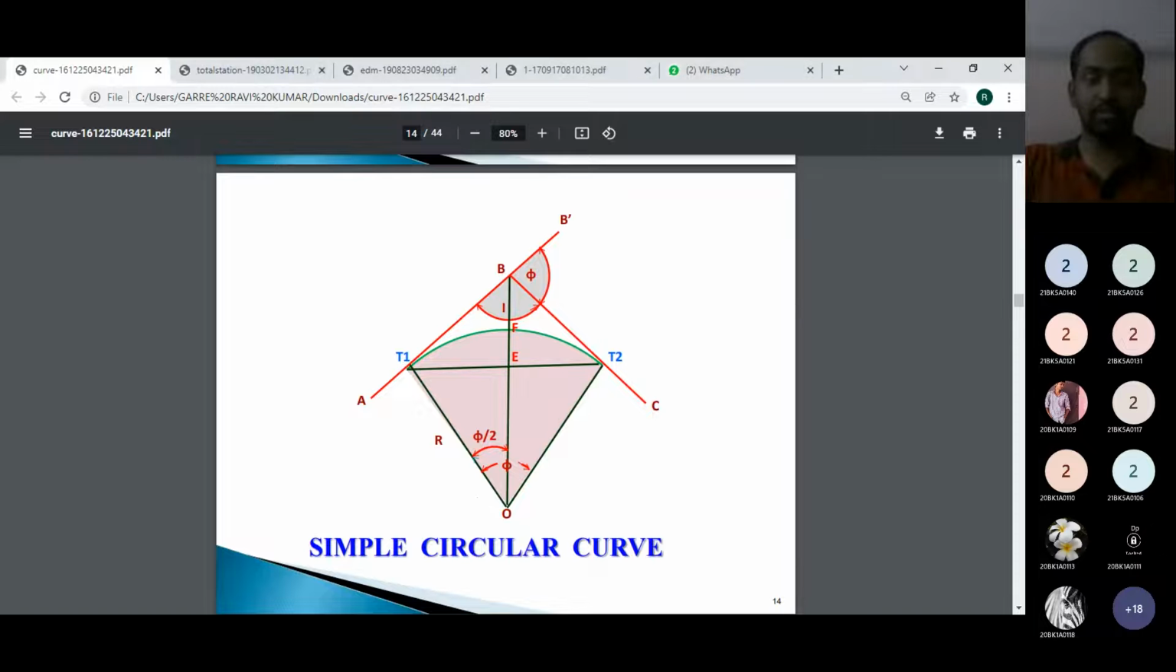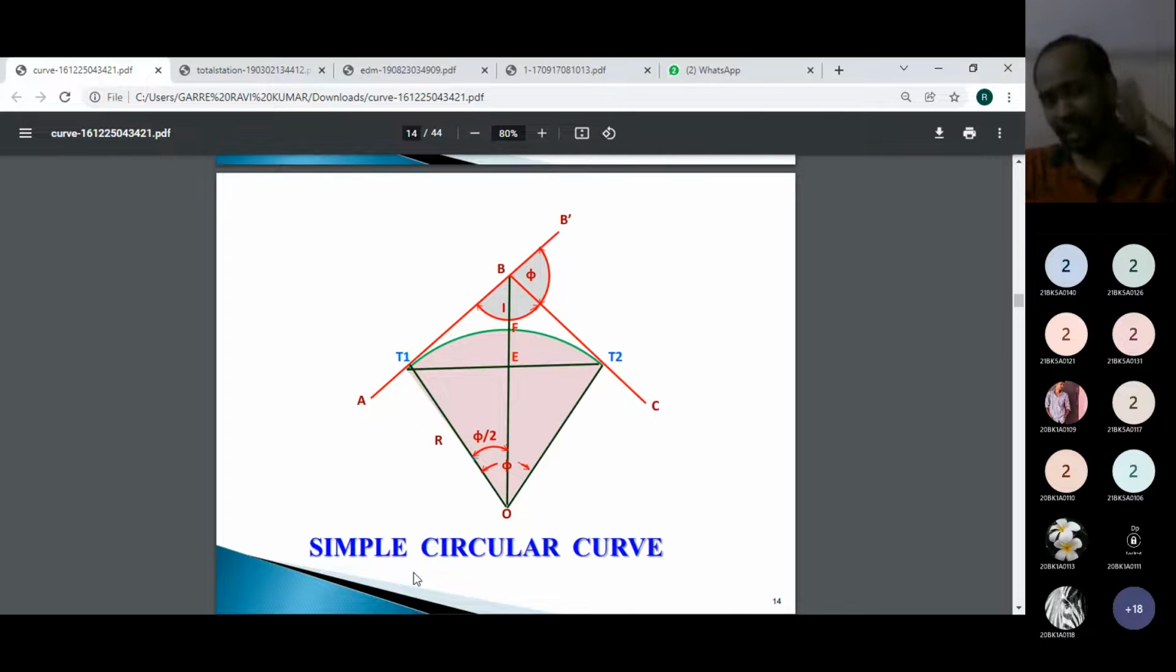One more thing I told you: from the center of the curve to the curve, if you draw any line, it will be the radius. T1 is the starting point of the curve and T2 is the ending point. If you draw two lines from O to T1 and from O to T2, both will be the radius of the curve. The angle between the two lines at center O will be equal to the deflection angle phi at B. Angle B dash BC is equal to phi, and in the same way at center O, the central angle will also be equal to phi. It will be the deflection angle.